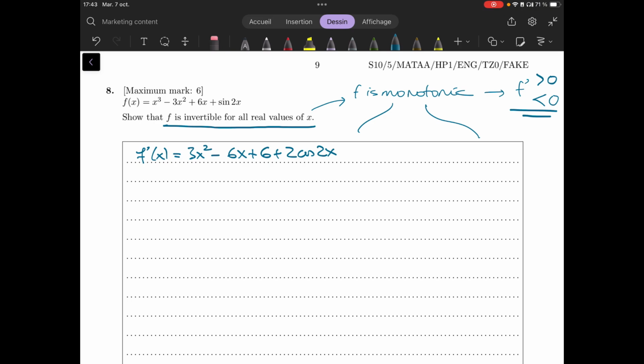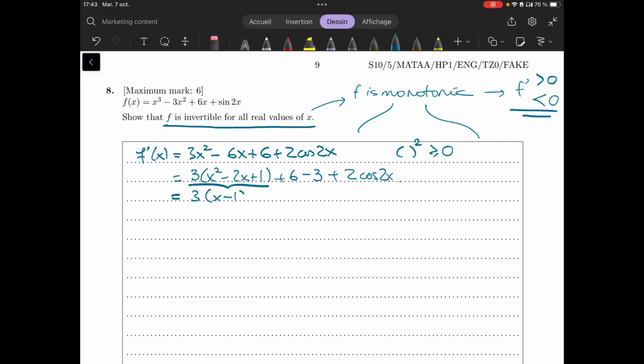Now, we want to show that this is strictly positive. How do we do that? To show this is strictly positive, we need to have something squared, right? Because we know that something squared is always greater or equal to 0. So let's complete the square for this.